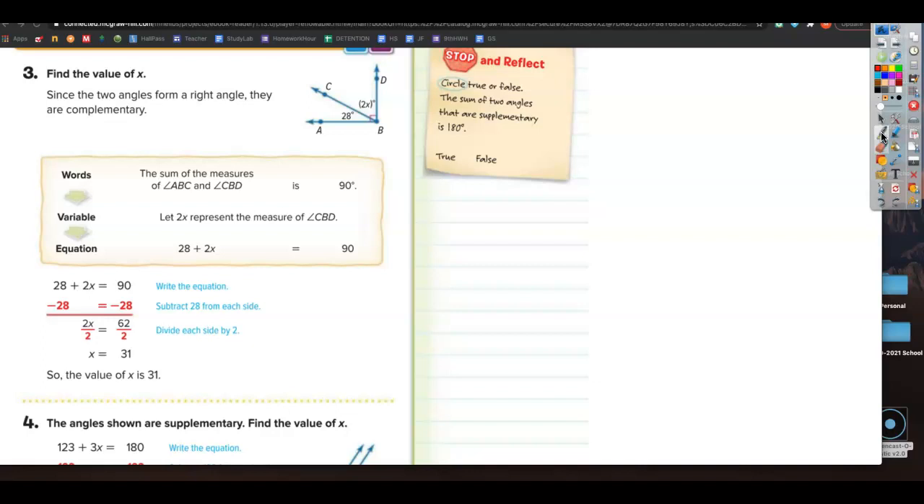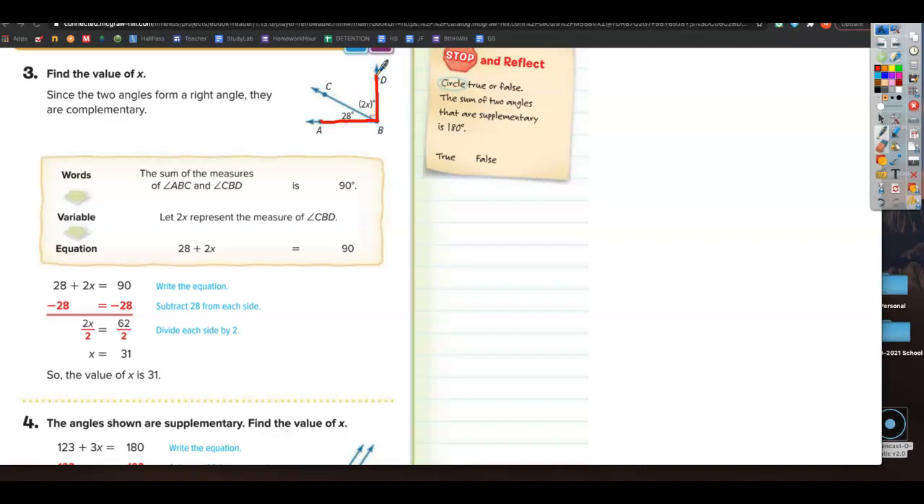We're going to talk about two other types of relationships today. So looking at the picture on example 3, how many angles do you see there? 3. What's one of them? Angle A, B, C. What else? C, B, D. And what else? Angle A, B, D. There are 3 angles there.